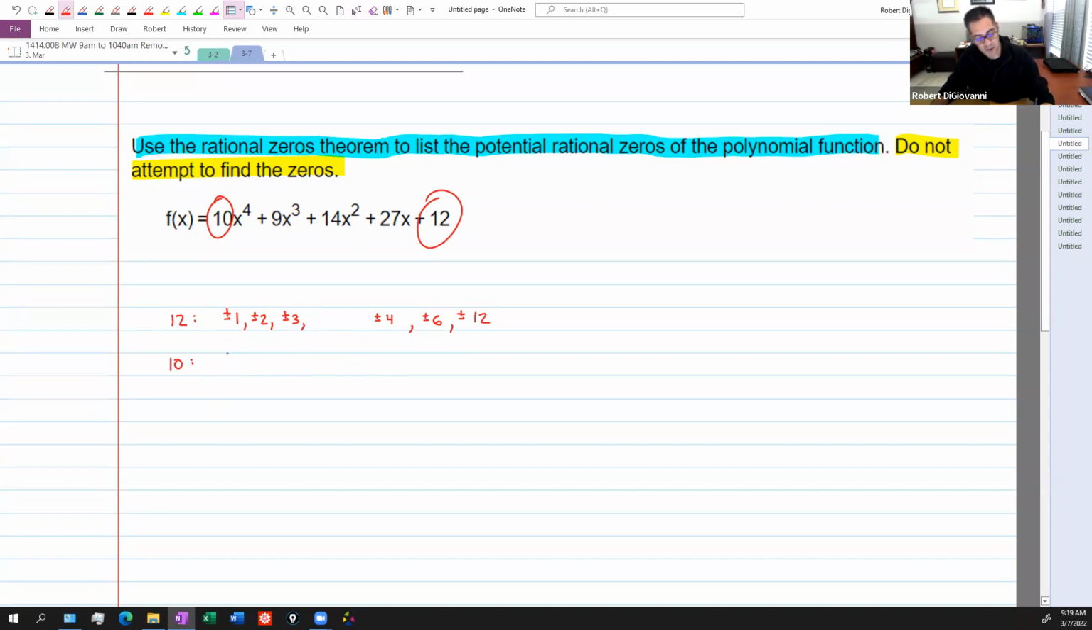Now on 10, I do the same thing, plus or minus 1, plus or minus 10. Okay, 2 goes into 10 5 times. So plus or minus 2, plus or minus 5. 3 doesn't go into 10, 4 doesn't go into 10, 5 goes into 10, but I already have 5. So that's my other list. So I'm done there. Questions?